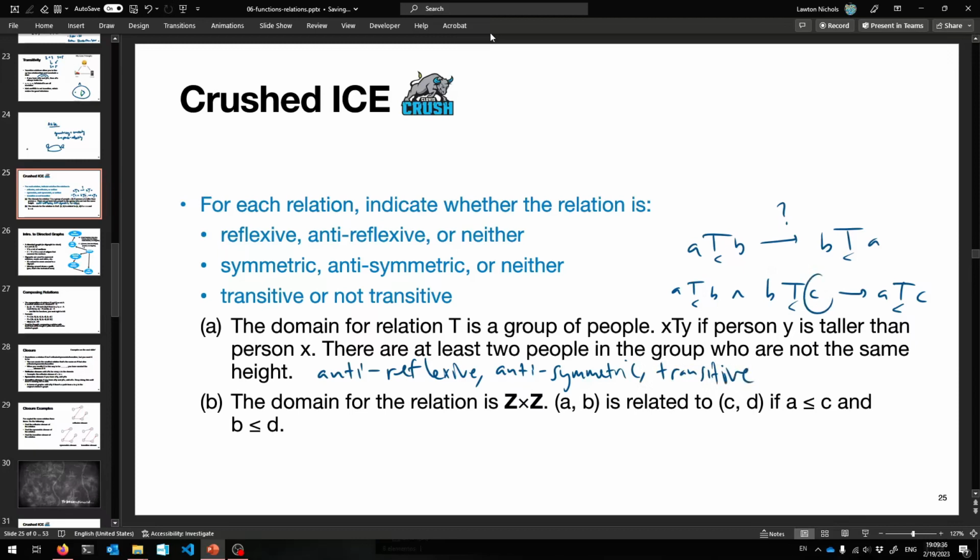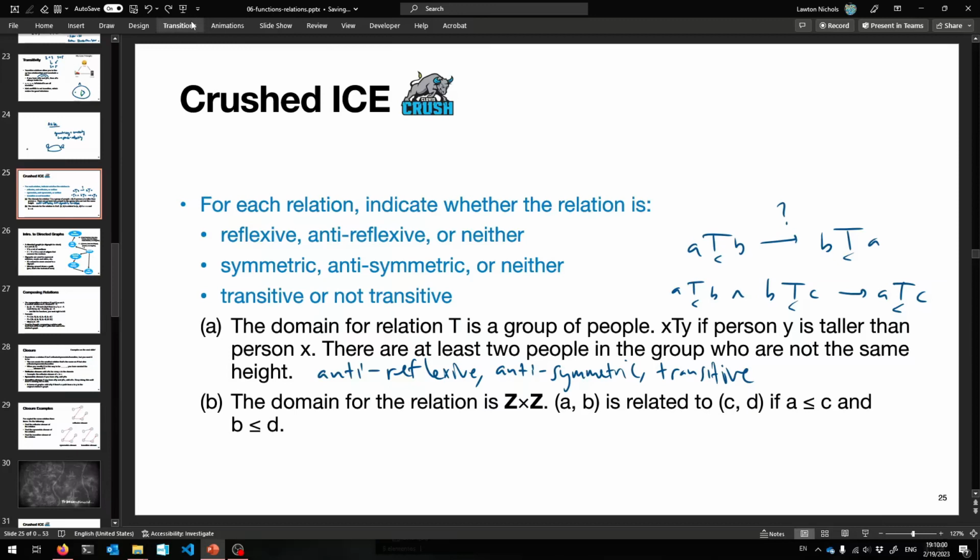If I know that C is taller than B and B is taller than A, then of course C is taller than A. It's taller than the person that I knew about, right? So that's why it is anti-reflexive, anti-symmetric, and transitive. It will take a while for these terms to sink into your mind, so do come back to this example if it doesn't make too much sense right now.